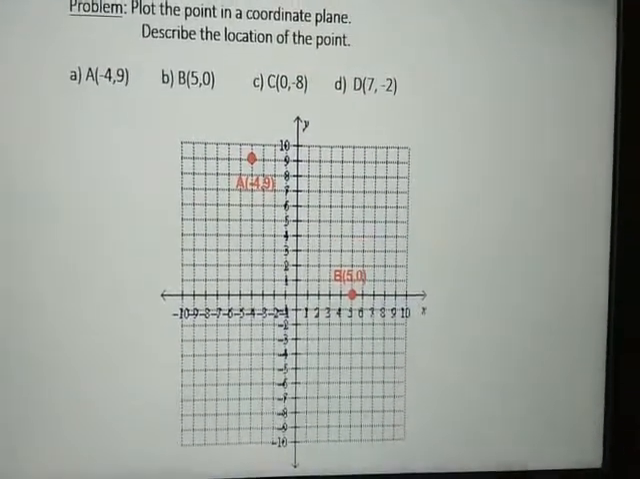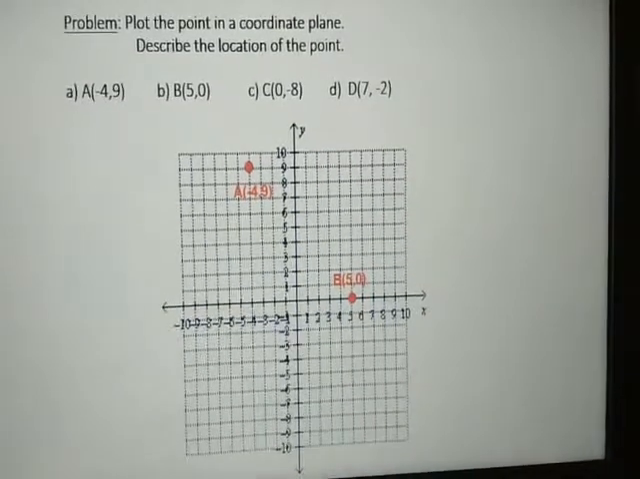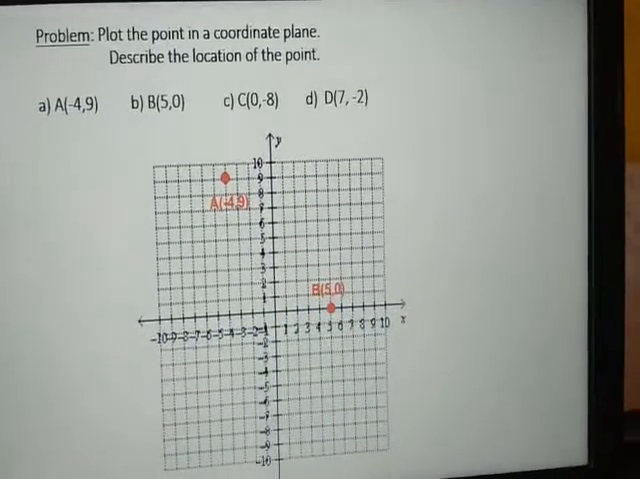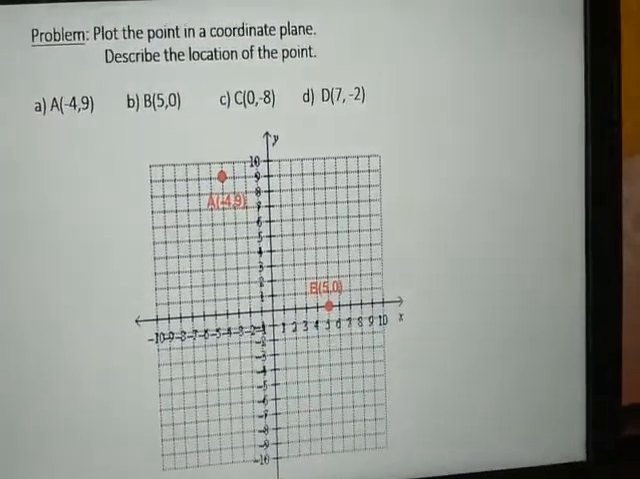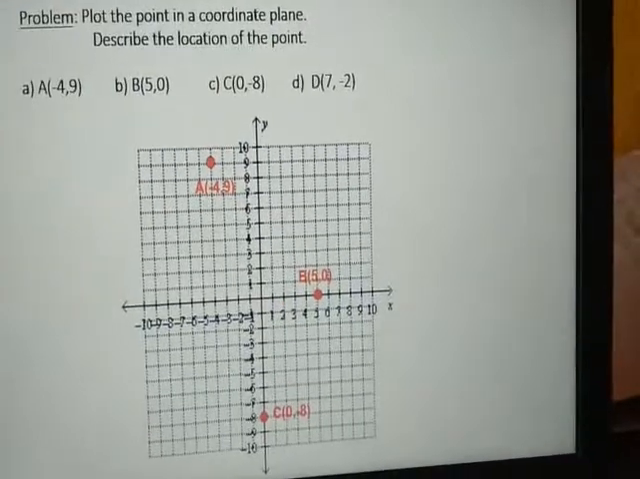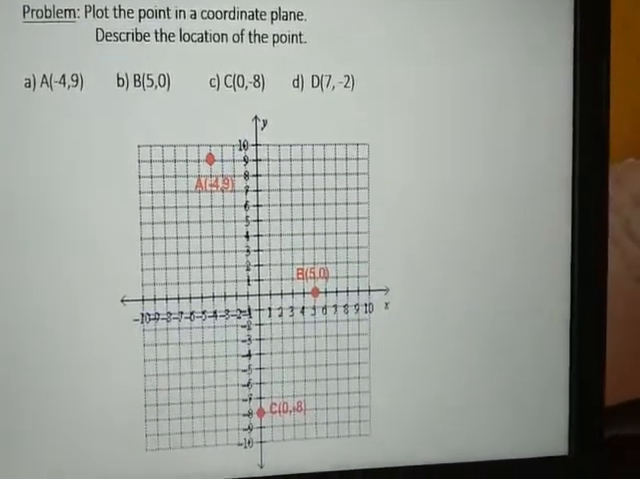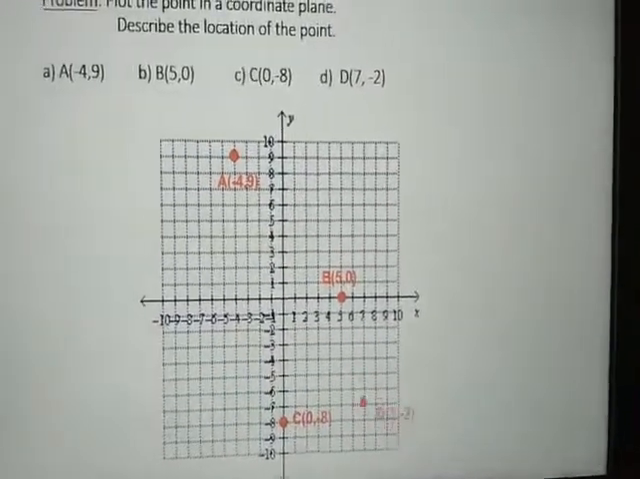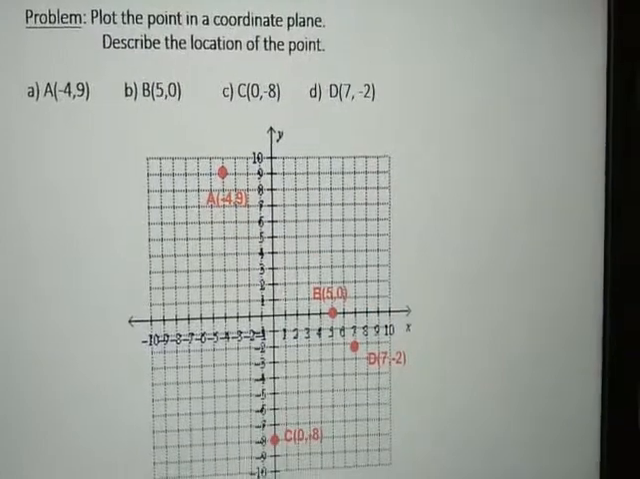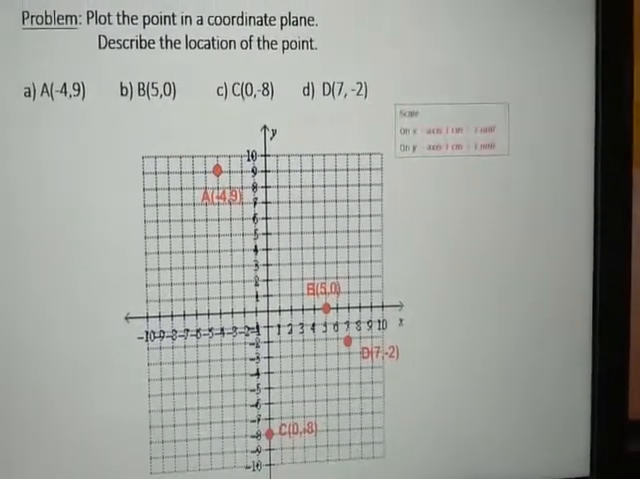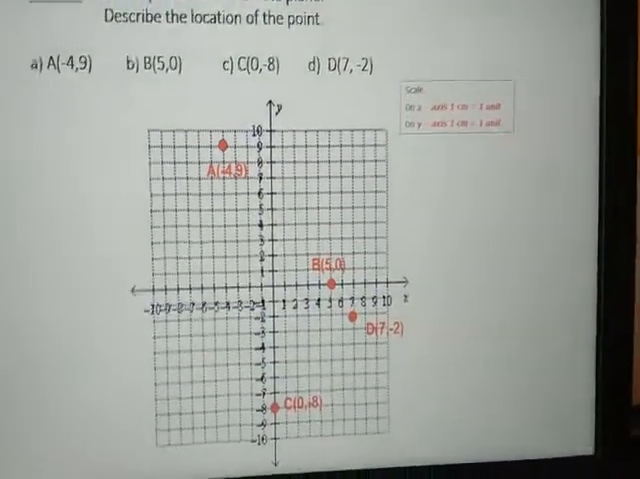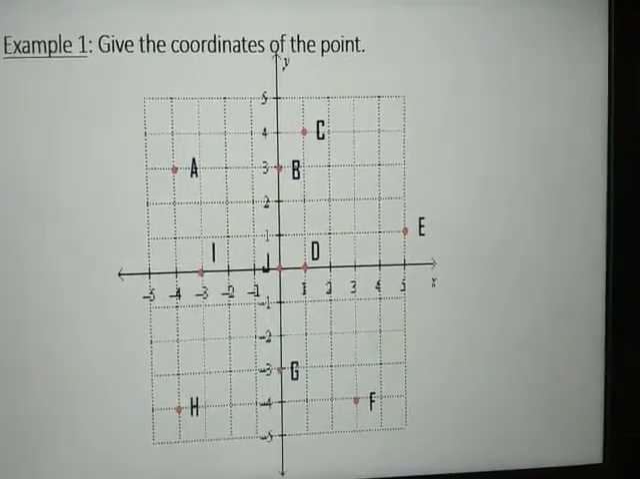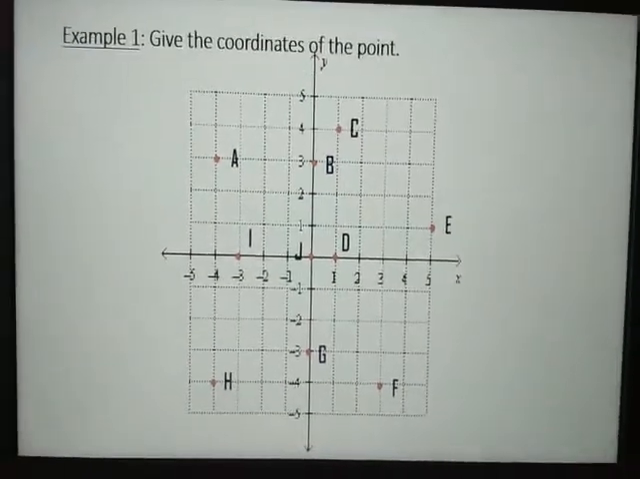And going to the next point, C, 0 comma minus 8. Here x is 0, that is, the abscissa value is 0. So we get the point on the y-axis. See how we got it? C, 0 comma minus 8. And the next point is 7 comma minus 2. For this also we have taken the normal scale, 1 centimeter on the y-axis. Now we will find the points.